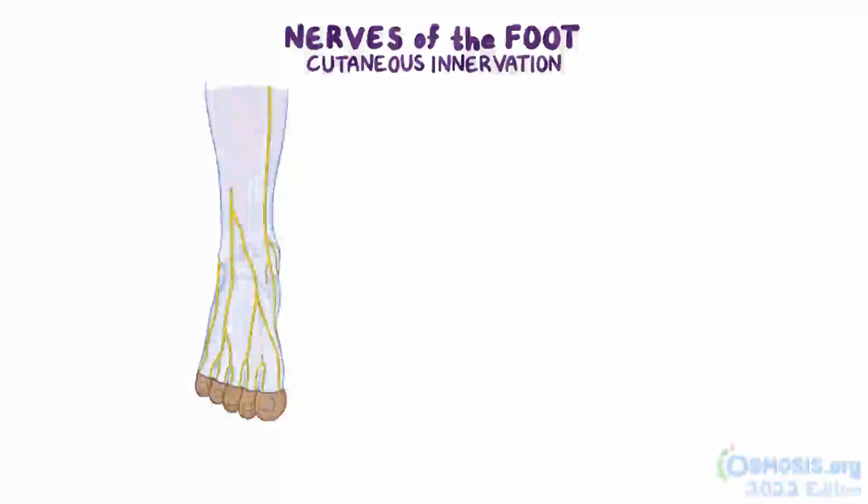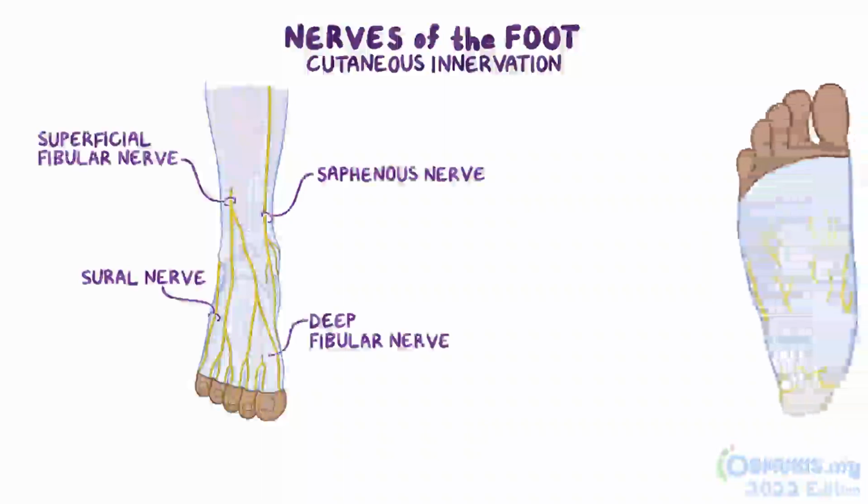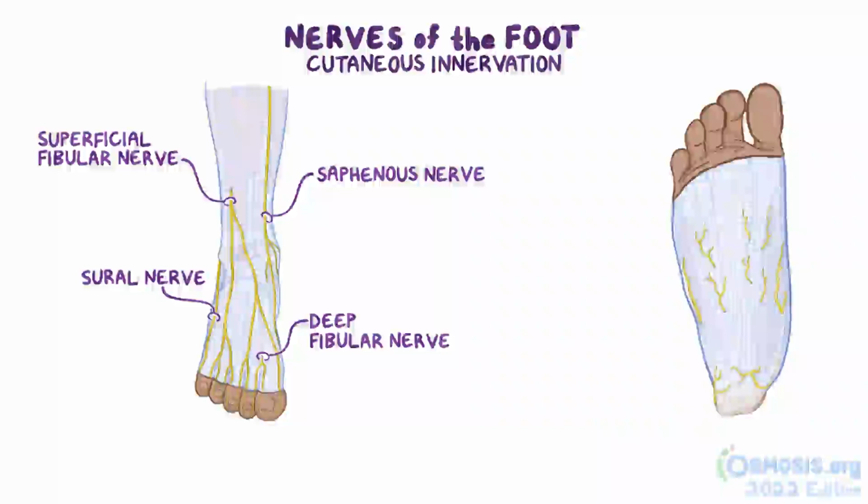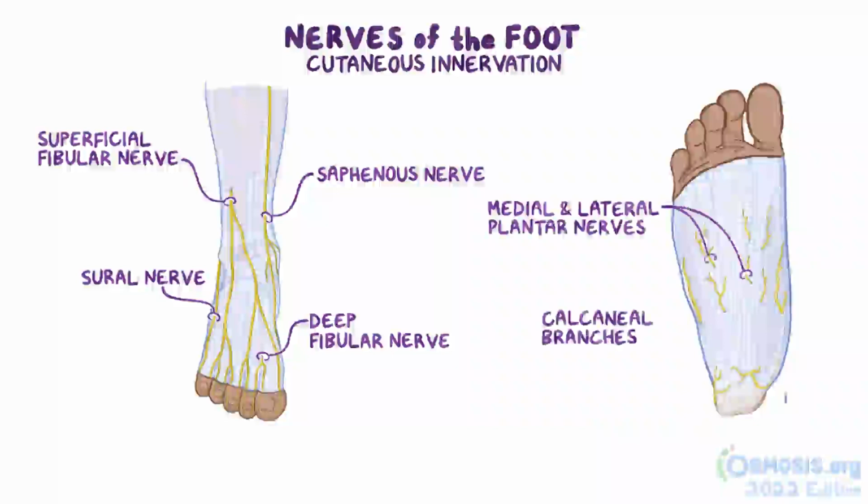The rest of the cutaneous innervation of the foot is supplied medially by the saphenous nerve, laterally by the sural nerve, on the dorsum of the foot by the superficial and deep fibular nerves, inferiorly on the sole of the foot by the medial and lateral plantar nerves, as we said before, and posteriorly at the heel by the medial and lateral calcaneal branches of the tibial and sural nerves, respectively.